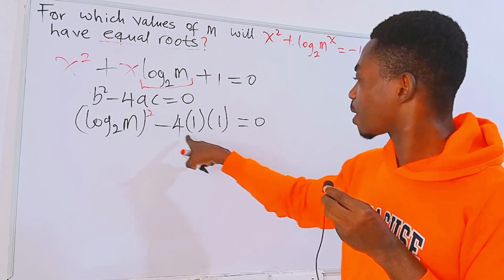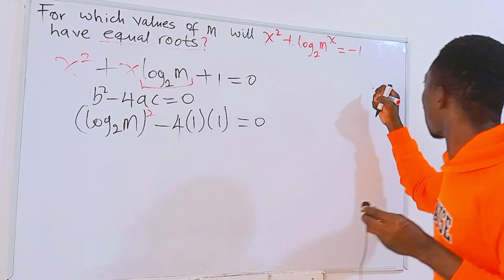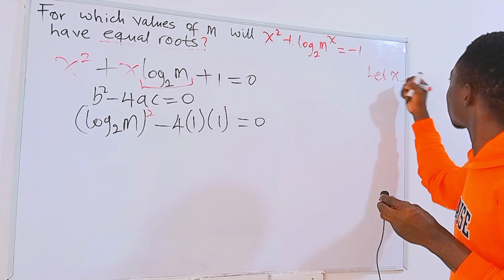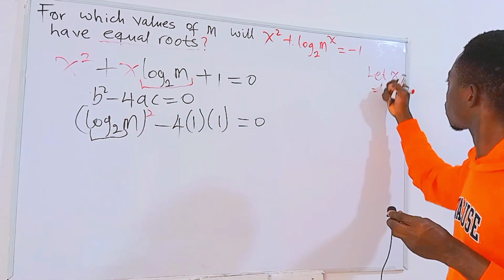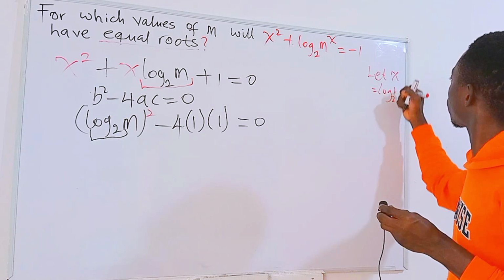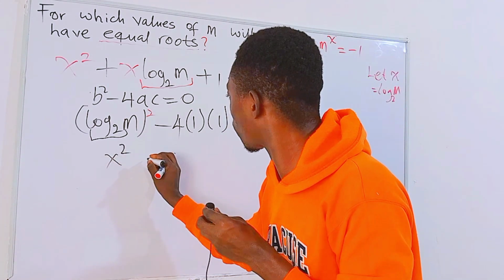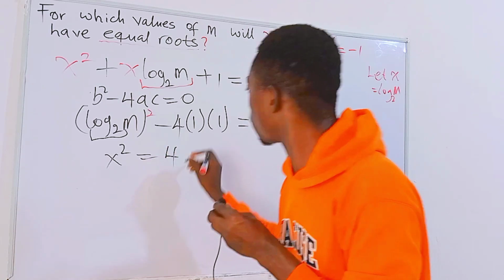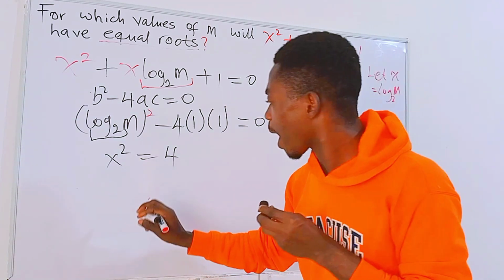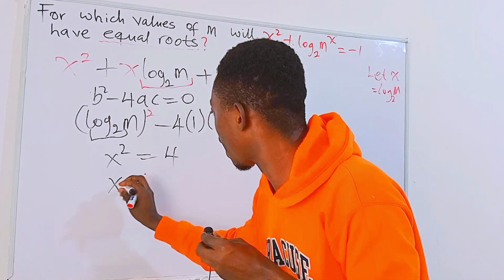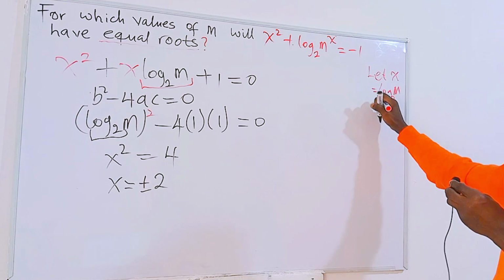In fact, I have to simplify this further, but my board is really small as you can see. So what I'm gonna do is that I'm gonna let x be equal to the whole of this. So we will have x is equal to log base 2 of m. So this equation right here will basically be x to the second power is equal to 4. That is if we move or transpose this to the right here. We are looking for x, so taking square root on both sides, we have x is equal to plus or minus 2. But remember, we let x equal to this.